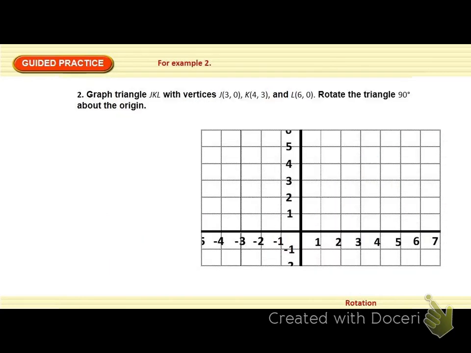All right? Now you give it a shot. We're going to rotate this triangle 90 degrees about the origin. So stop the video, try it out, and when you start it back up, we'll go through it. So we want to start by plotting J, K, and L.